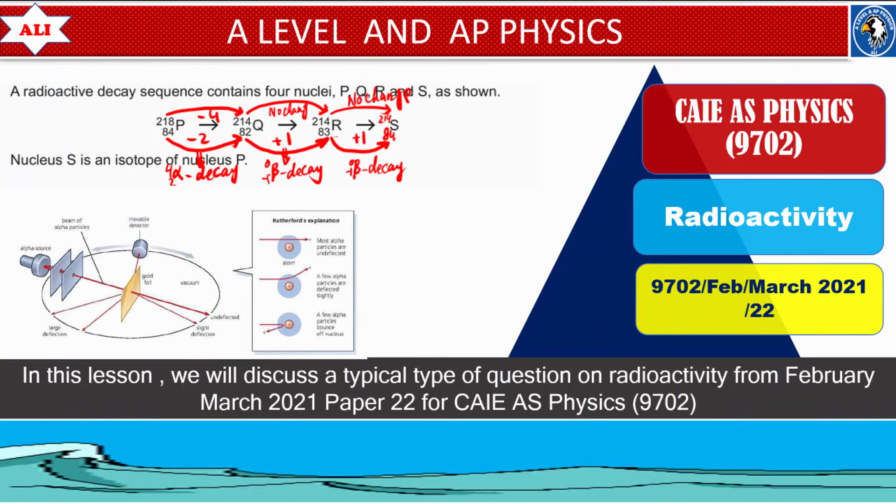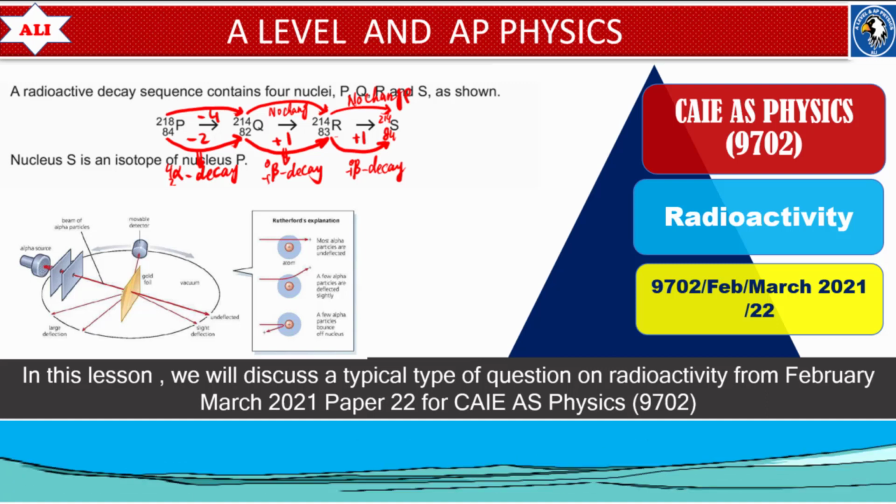In today's lesson, we will discuss a typical type of question on radioactivity from March 2021 paper 2. And this paper is for Cambridge AS Physics 9702.